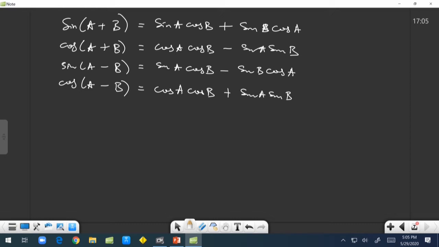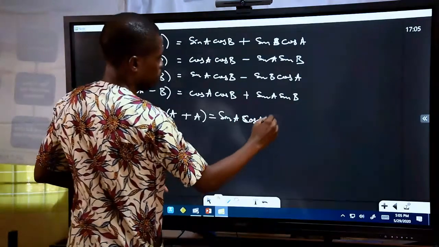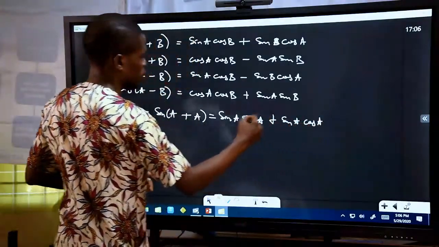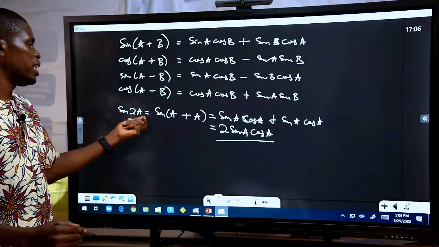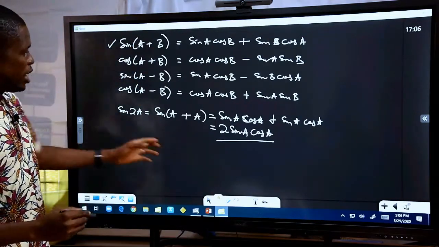So we have a double angle relationship. With this, we can solve for sine 2 theta or sine 2A. What is sine 2A? Sine 2A is the same thing as sine A plus A. And sine A plus A is sine A cos A plus sine A cos A. Since they are the same, we have 2 sine A cos A.